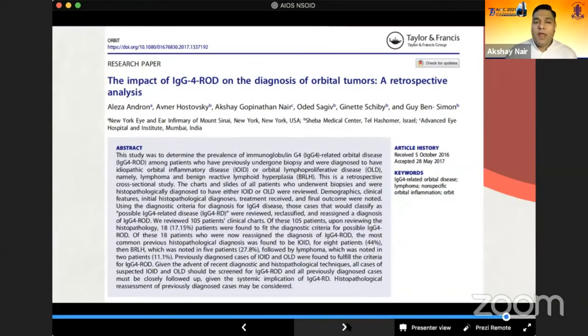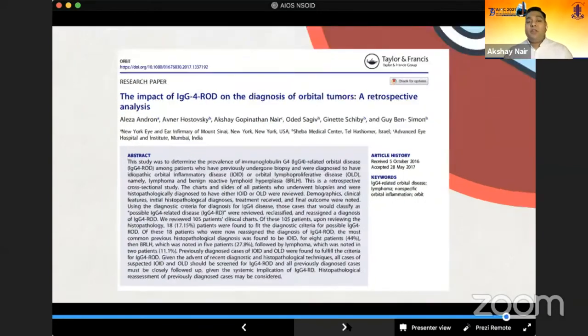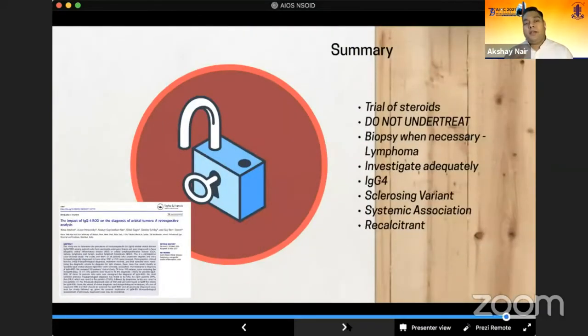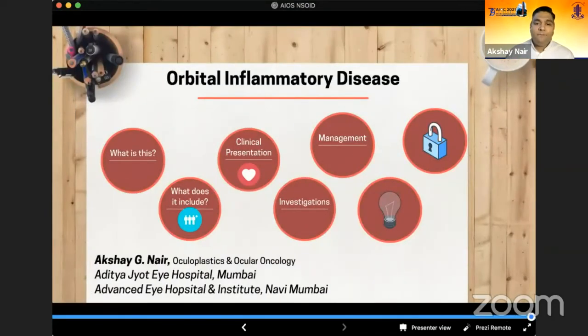This was a paper that we had published where we did IgG4 staining on all cases of idiopathic orbital inflammatory disease retrospectively. And we found that almost a third of all patients who were labeled as regular non-specific orbital inflammatory disease were actually IgG4 positive disease, which, like I mentioned, has systemic implications as well.